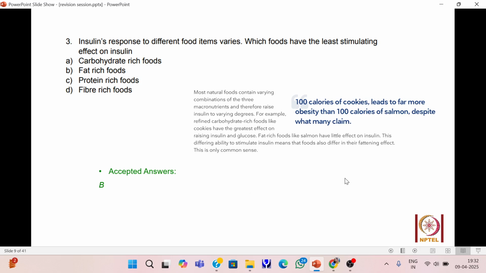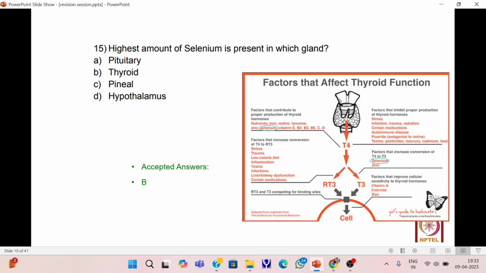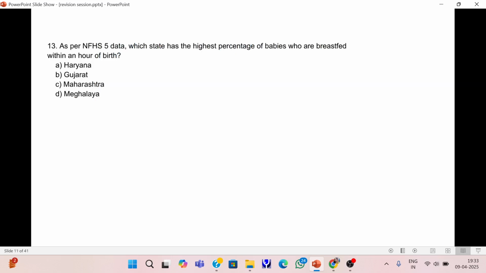Okay. Yeah, I was saying about the next question. The correct answer is B, thyroid. Highest amount of selenium is present in the thyroid gland. Okay. Moving on to the next question.